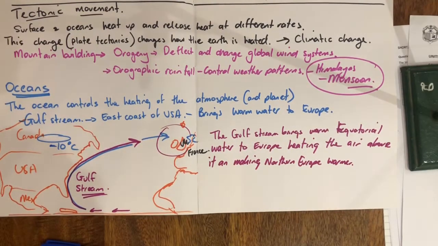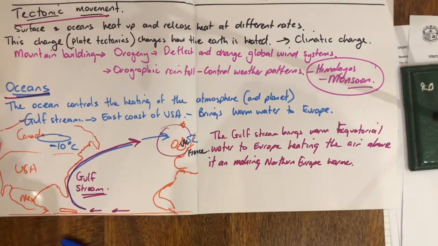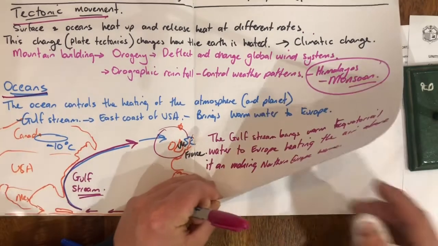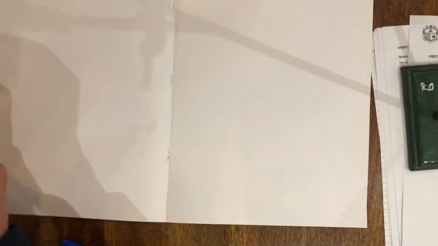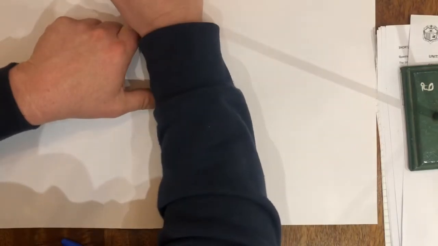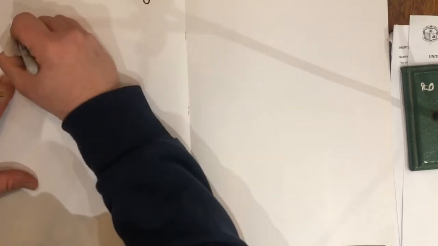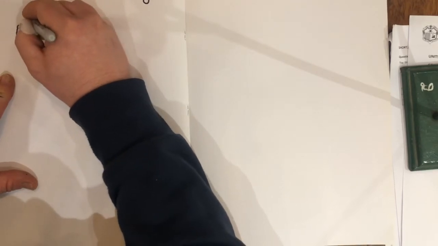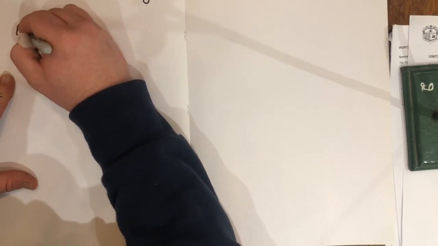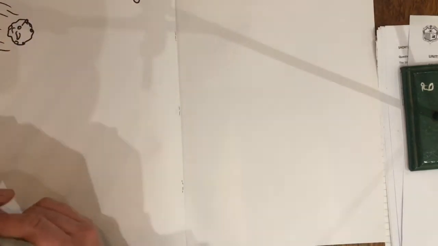Okay, so solar output, tectonic movement, oceans. Anything else? Yeah, there's one more. Actually, there's two more. Let's get those two quick. Okay. Let's get these final natural causes of change. And let's start by drawing a little picture. You can tell what that is.